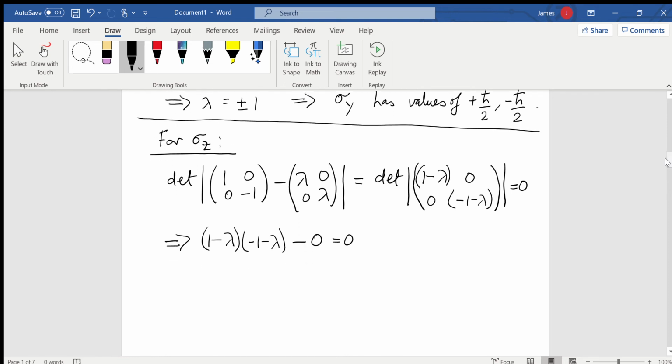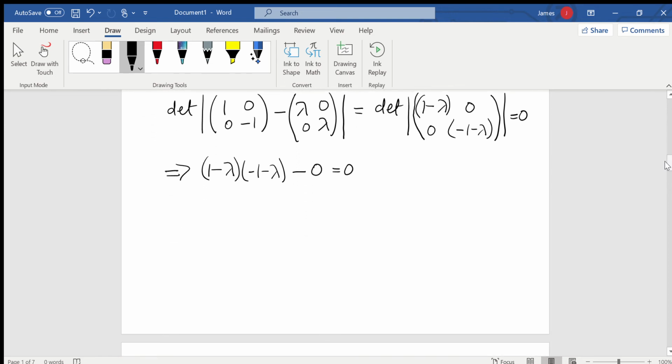Okay, see how much space I've got? Alright, got plenty of space.